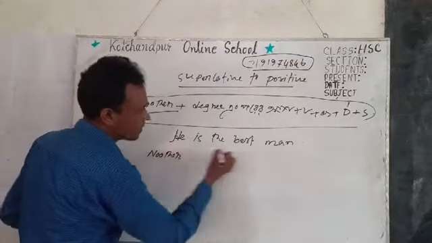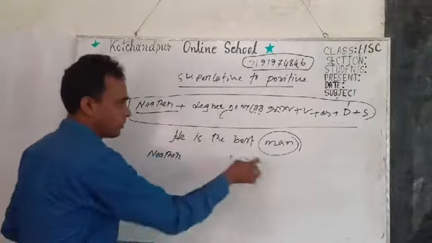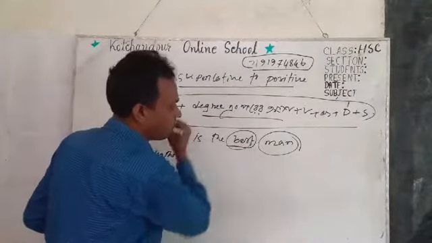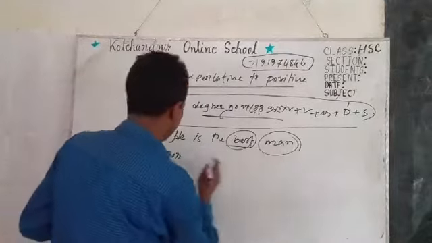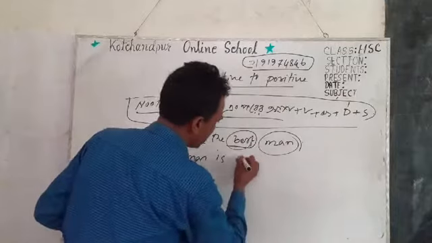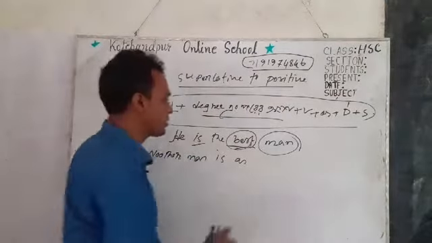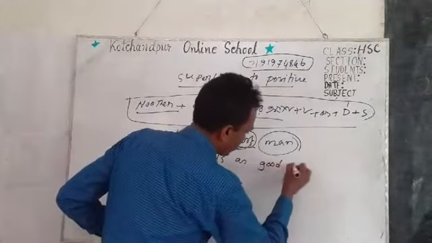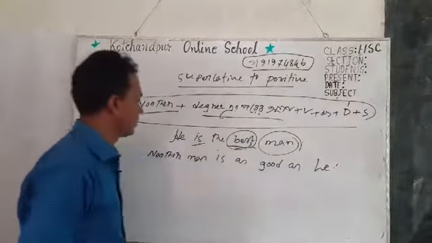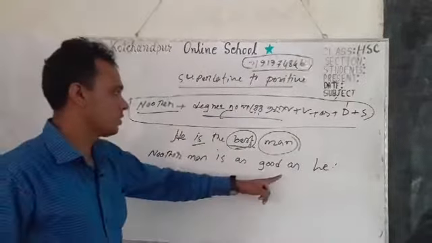The last part of degree, that means man. Here the degree is best, and the last part of the degree is man. Here the verb is as best. The positive form of best is good. As, and the subject here is he. So: no other man is as good as he.